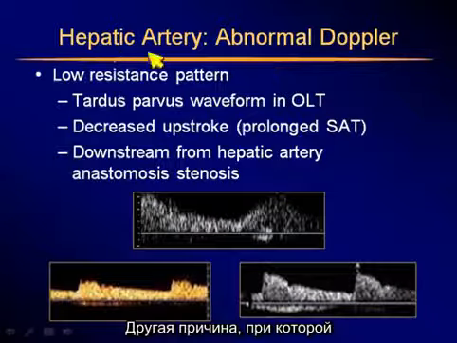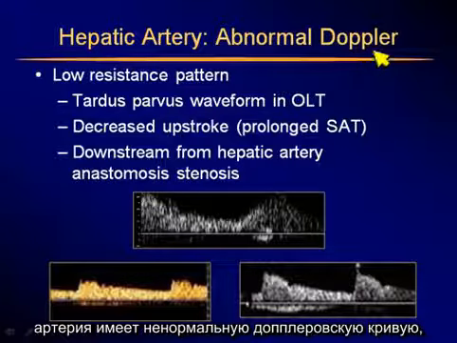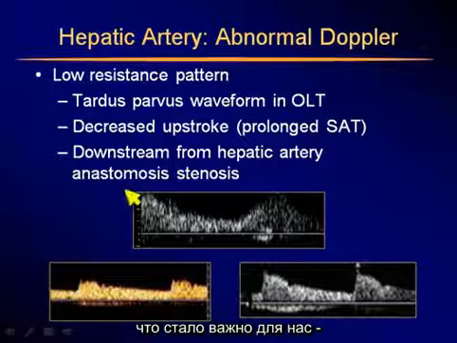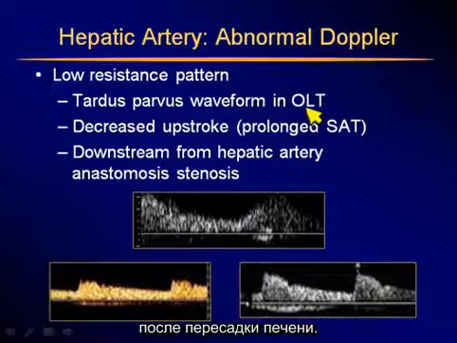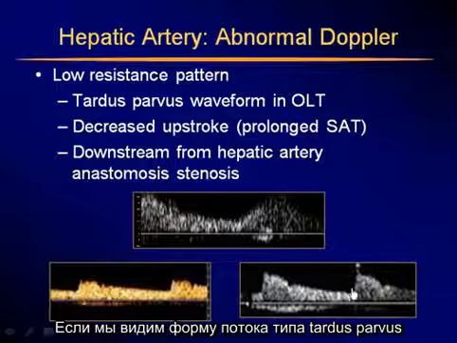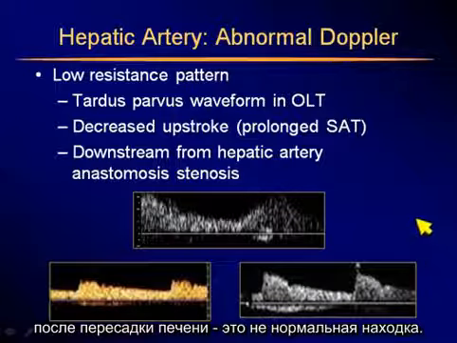Now, another way that the artery has abnormal Doppler is post-liver transplant. That's when it becomes important to us. If we see a tardus parvus waveform after liver transplant, this is an abnormal finding.